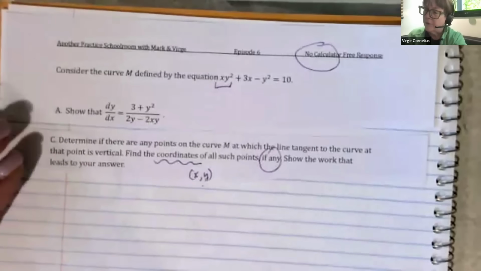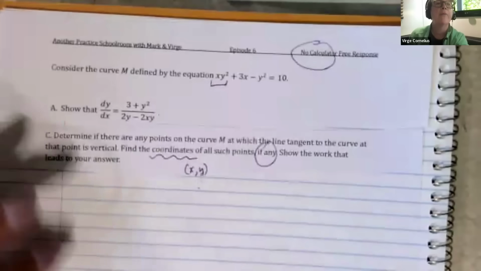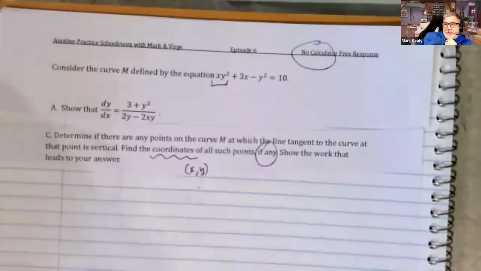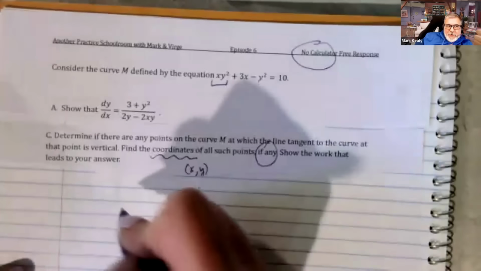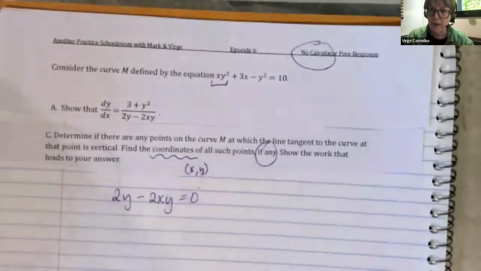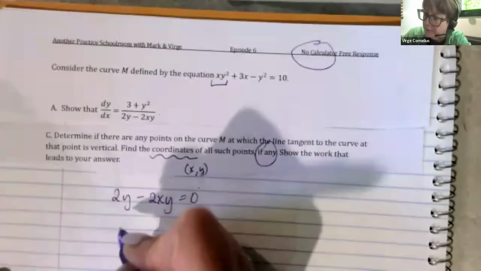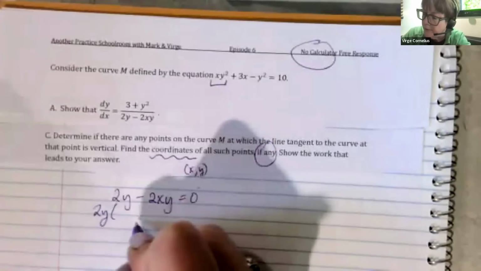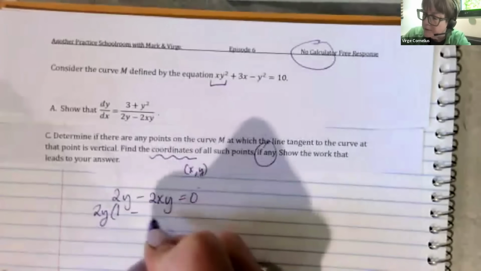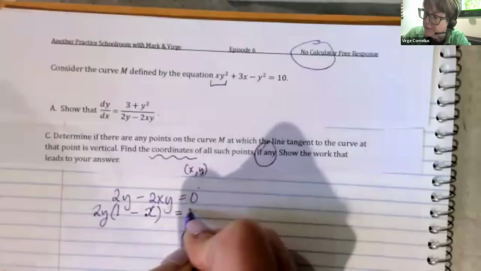If the tangent to the curve is vertical at that point, what do we need to do with our derivative? We need some rise and no run, some vertical change with no horizontal change. So we need 0 in the denominator and not 0 in the numerator. 0 in the numerator actually causes some problems. So setting the denominator equal to 0, I went back to the original dy/dx. Maybe take 2y out again, so 1 minus x is equal to 0.